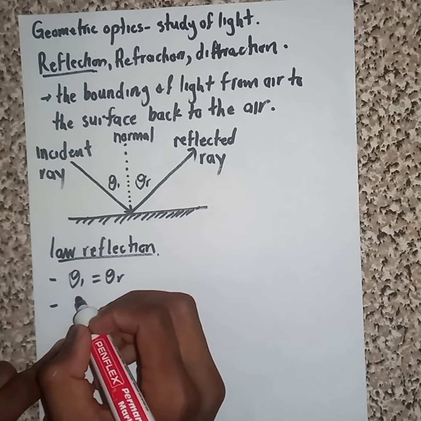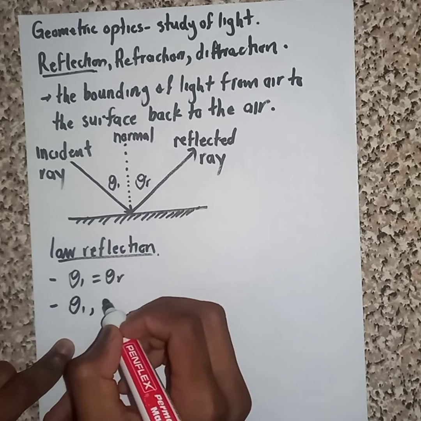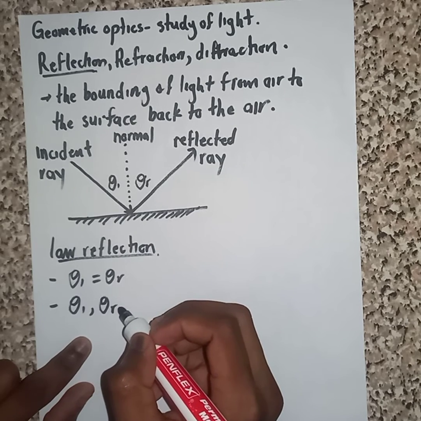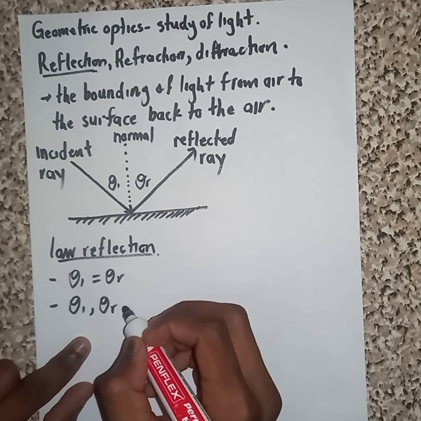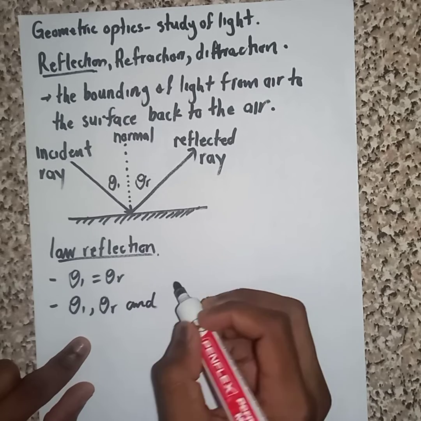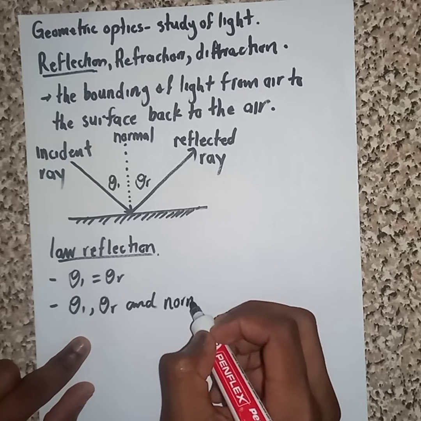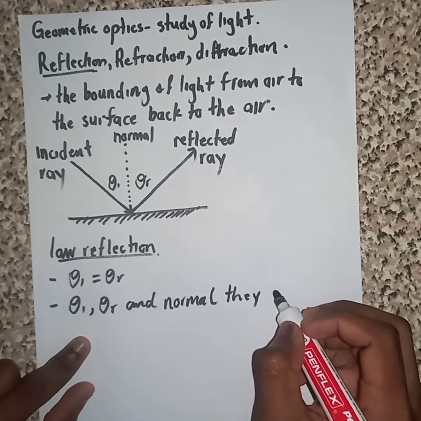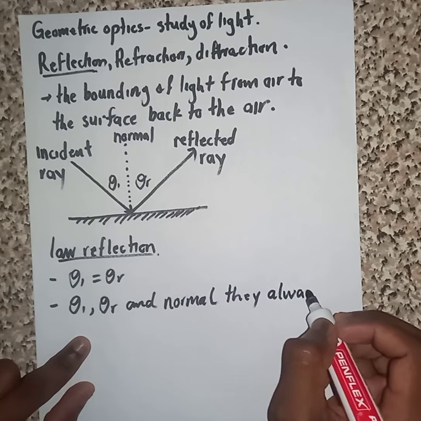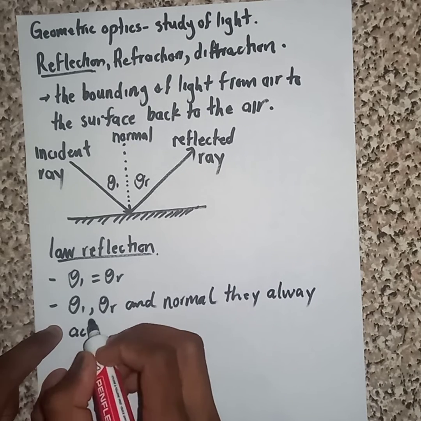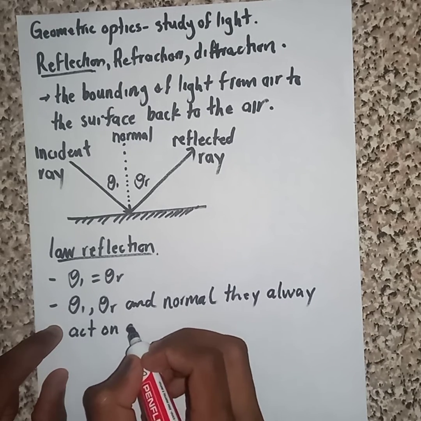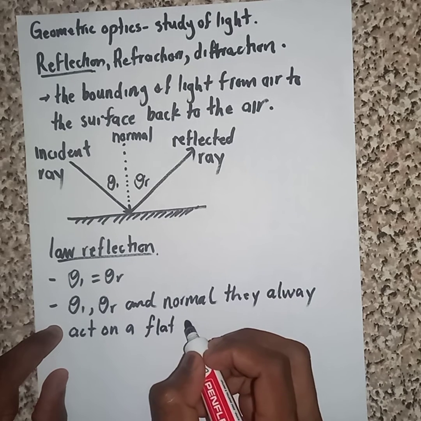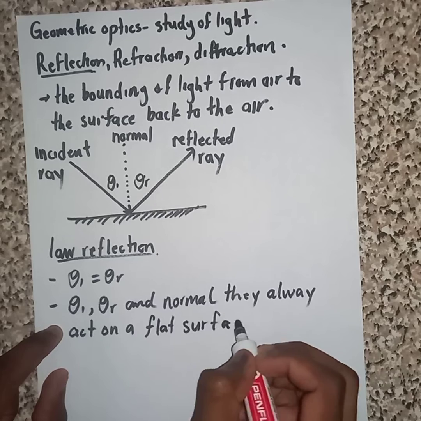And again, the angle of incidence, together with the angle of reflection and normal, should always act on a plane surface, or let me just say a flat surface.